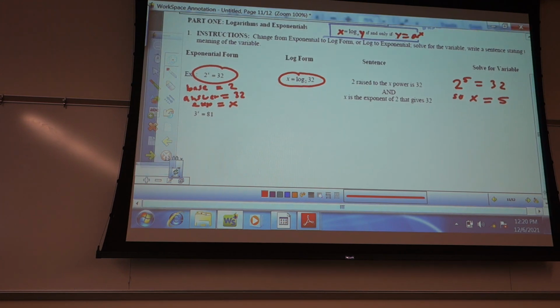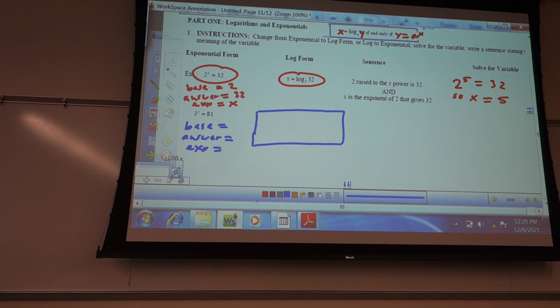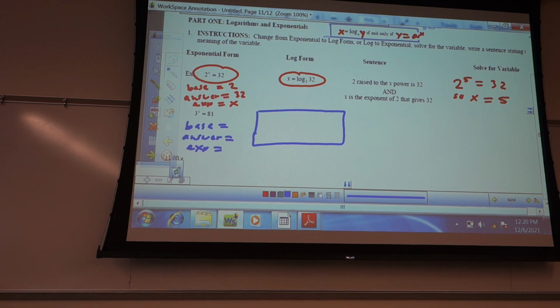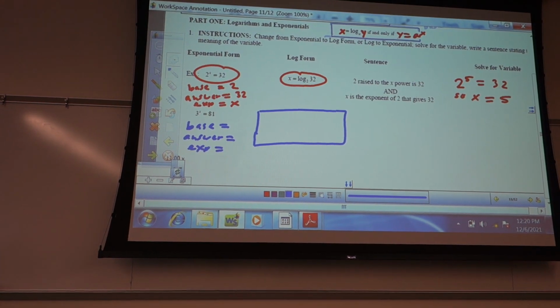Okay, so let's everybody do it for the second one. Figure out what your base is. Figure out what your answer is. Figure out what your exponent is. And then rewrite it. And then solve for the variable. You can do that for the next 3.